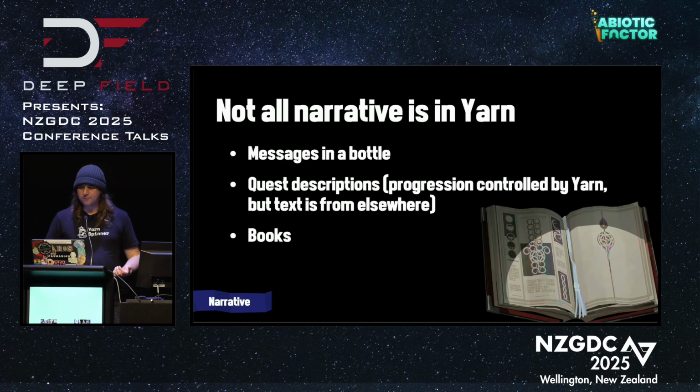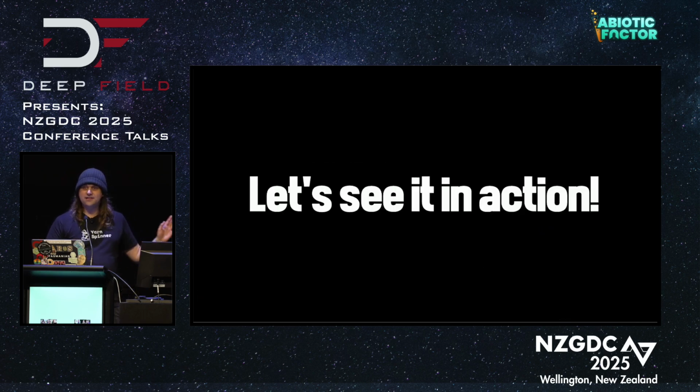plot progression. Not all of the dialogue, not all the narrative is in Yarn. So, for example, there's messages in a bottle, there's quest descriptions, and there's books. And the progression, as I mentioned, can be controlled by Yarn, but the text comes from elsewhere. So, with all that said, let's see it in action. So I'm going to show you the opening moments of the game after the cutscene.